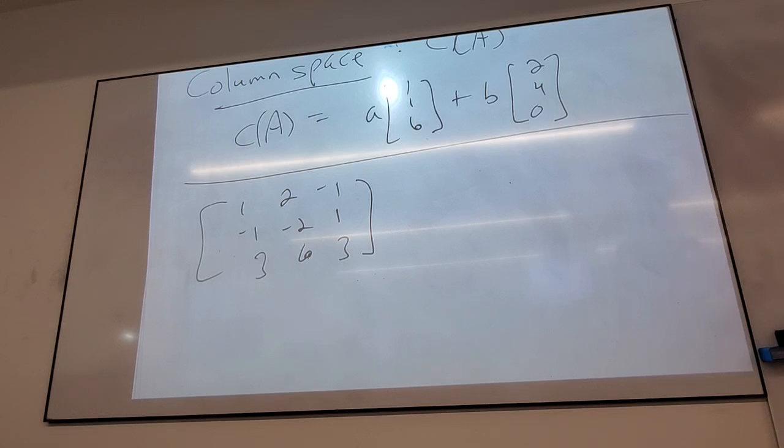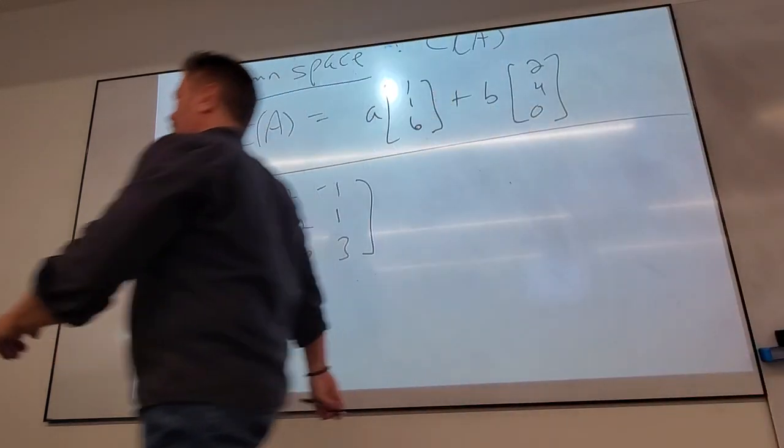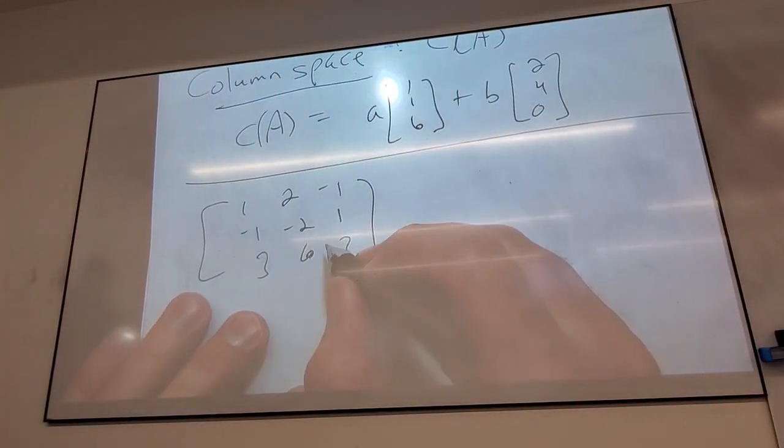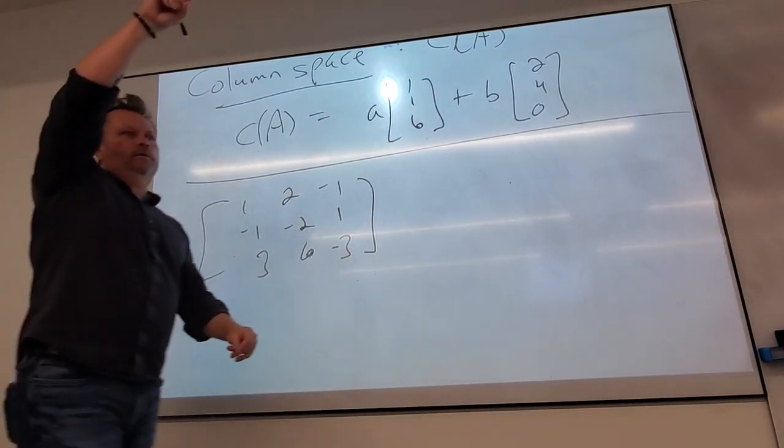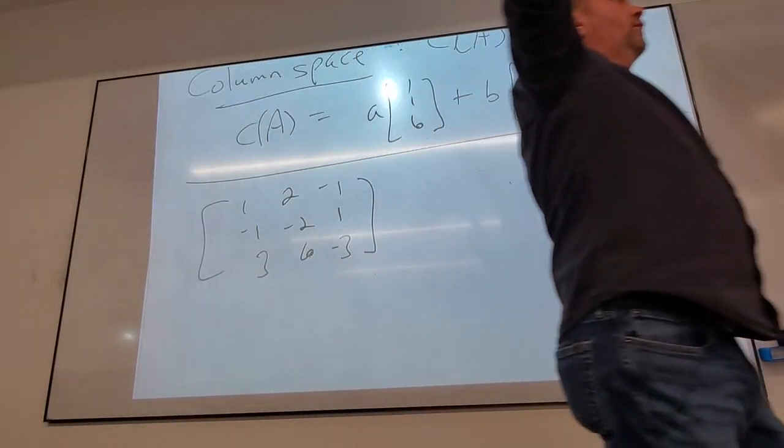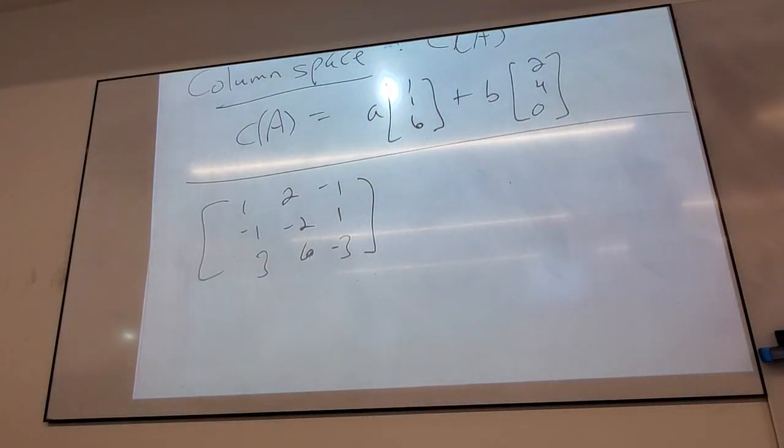Shouldn't the third column vector, shouldn't the bottom one be -3? Oh, it should be -3, yeah, sorry. Did I forget that before? No, I just forgot it now. Okay. All right, that was my point. Thank you. So I could take -1 times the first column to get the third column, double the first column gets the second column.